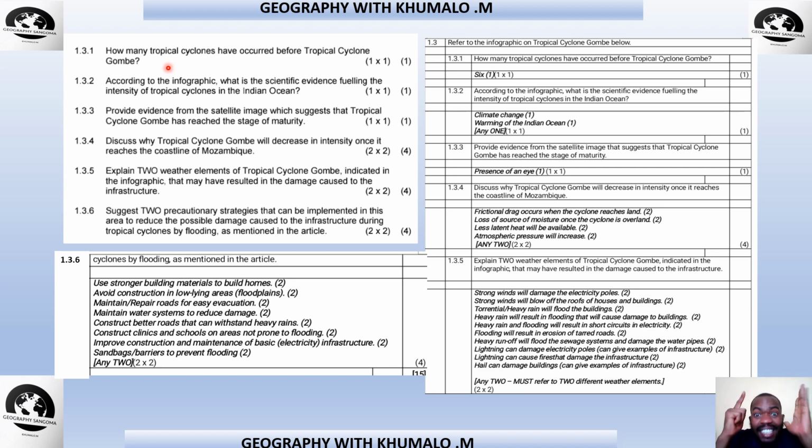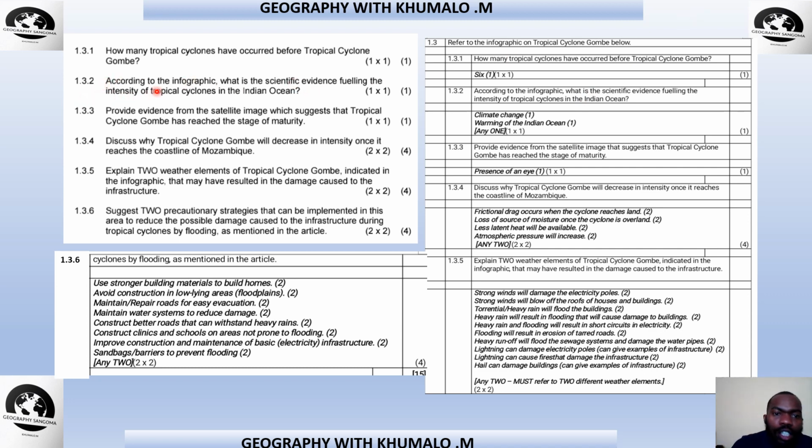If they said including Gombe, it was going to be 7. So if you have written 7 or another number, be aware. This is a simple question that you can get 1 mark for, but learners made a lot of mistakes. So read the question carefully. It says before, not including Gombe. They said before Gombe, so obviously it's going to be 6. That is why my answer there is 6.